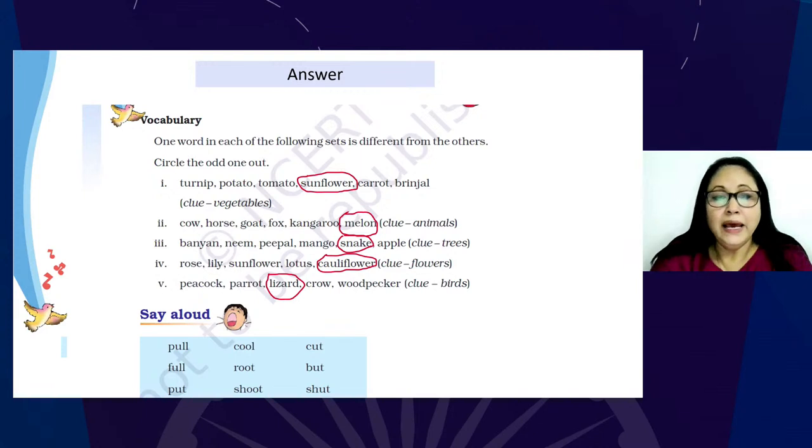Pull, cool and cut. Full, root and butt. Put, shoot and shut. So you have to read it aloud so you know the correct pronunciation.